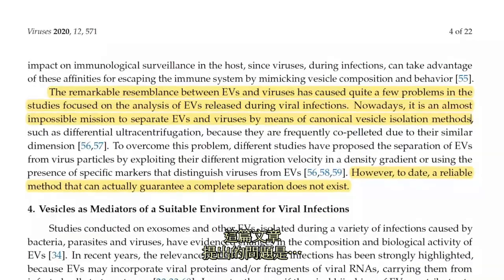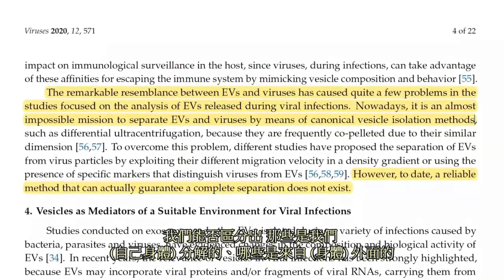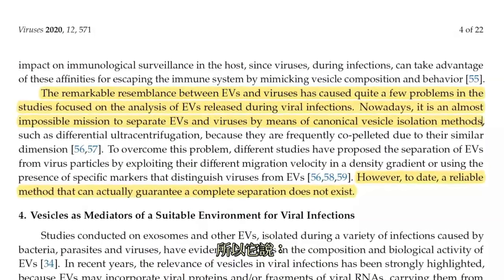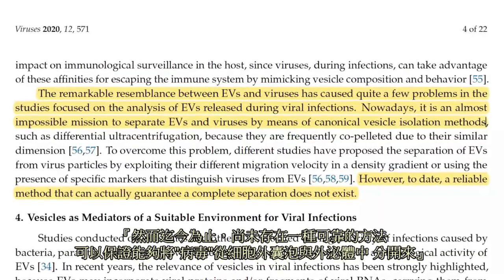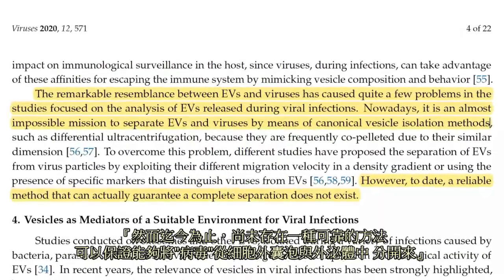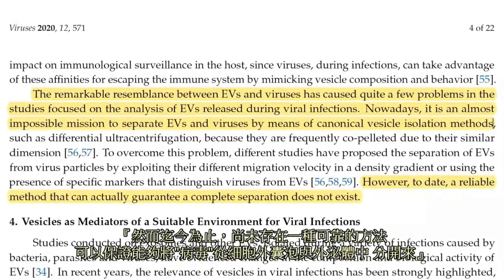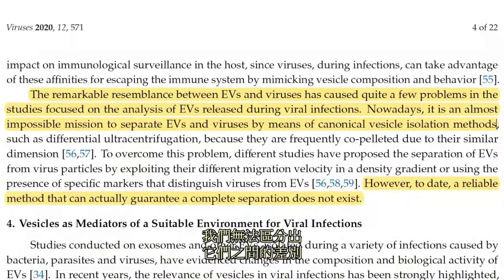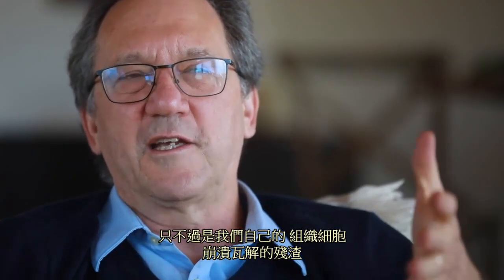But that means when we get poisoned or sick, then we break down into these particles. And the question of this article was, can we tell the difference between this breakdown versus something coming from outside, right? So it says, quote, "however, to date, a reliable method that can guarantee a separation of extracellular vesicles and exosomes from viruses does not exist." We can't tell the difference. And essentially what that means is all of these genetic pieces that we're calling viruses are just the breaking down of our own tissue if we get poisoned or sick.